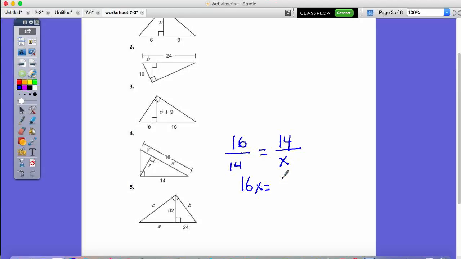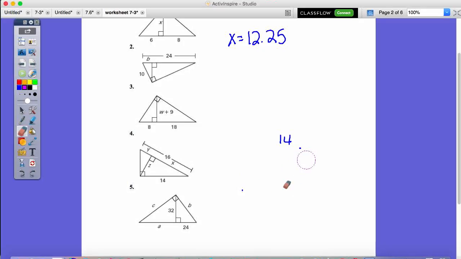So 14 times 14 is 196. And then 196 divided by 16 is 12.125. So I'm going to put that up here. X is 12.125. Now, if x is 12.125 and the whole thing is 16, 16 minus 12.125 is 3.75.